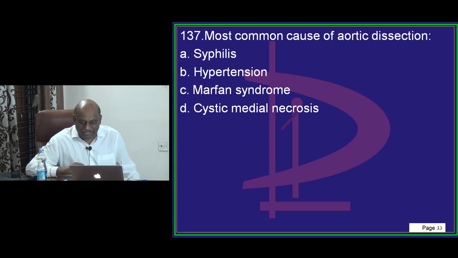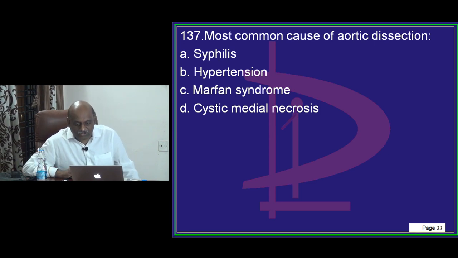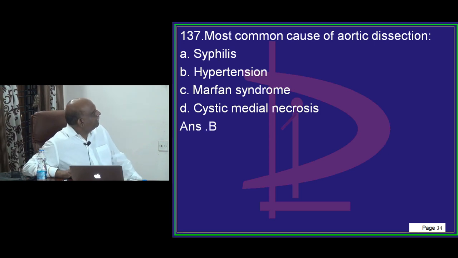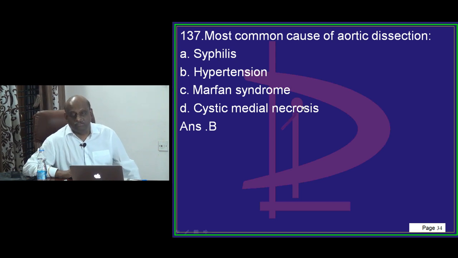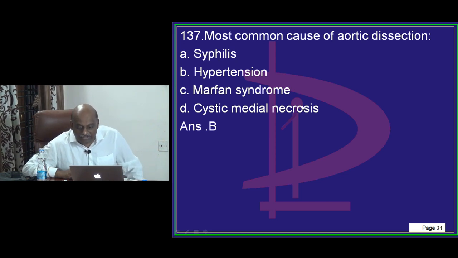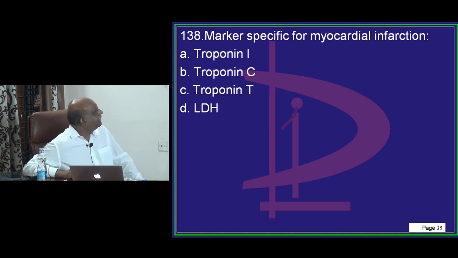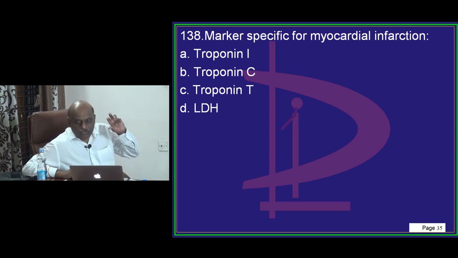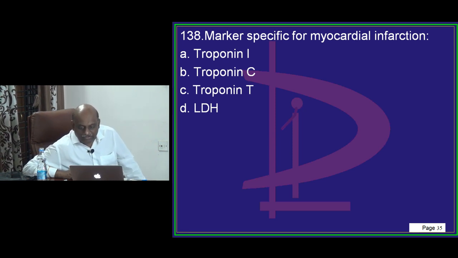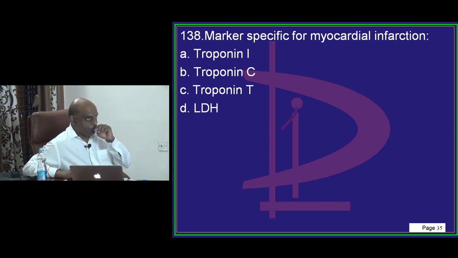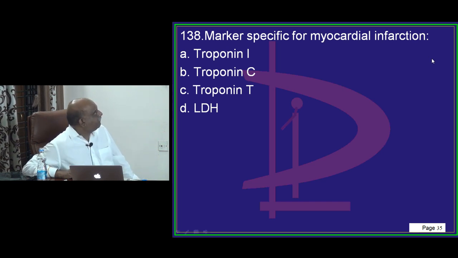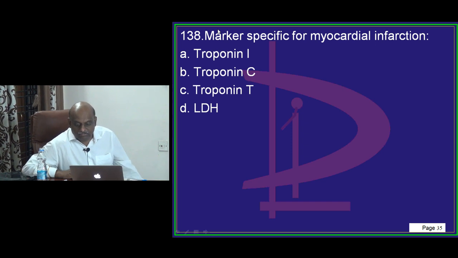Okay, that's right. So now it is hypertension that leads to development of aortic dissection. Seema, Vishwakarma and Commandant are clean bold. Now, what is a very specific marker of myocardial infarction?